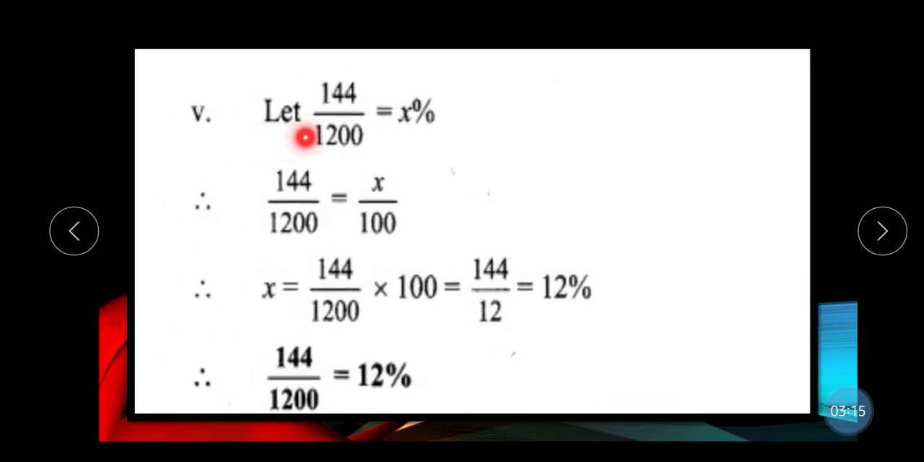Next one, 144 upon 1200. Let 144 upon 1200 is equal to x percent. Therefore, 144 upon 1200 is equal to x upon 100. Cross multiplication, we get x into 1200 is equal to 144 into 100. Therefore, x is equal to 144 upon 1200 into 100. Solving this, we get 144 upon 12. That is equal to 12%. Therefore, 144 upon 1200 is equal to 12%.